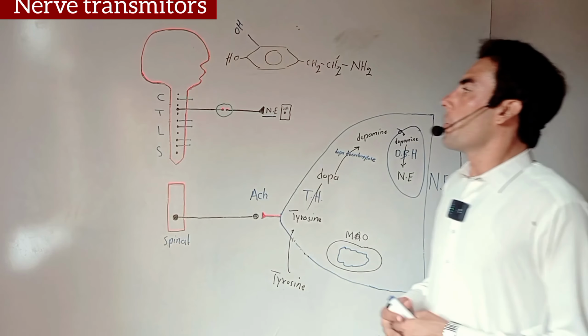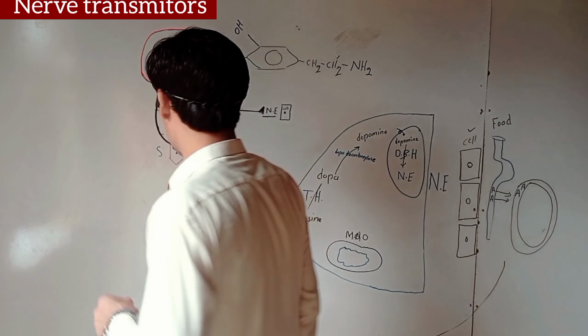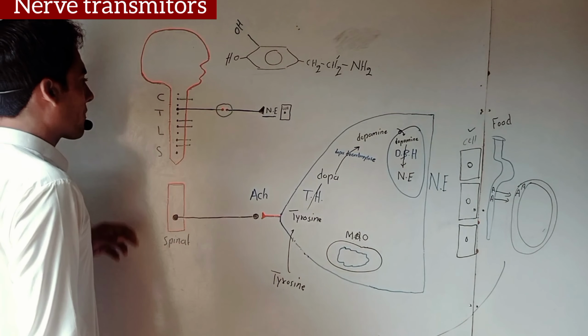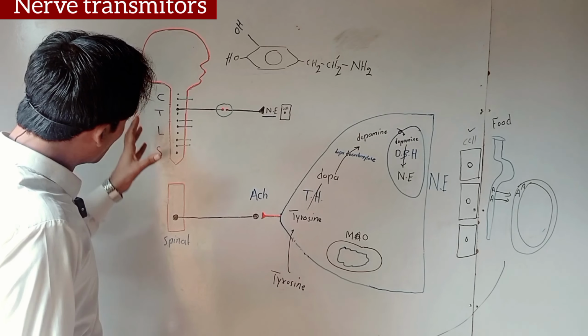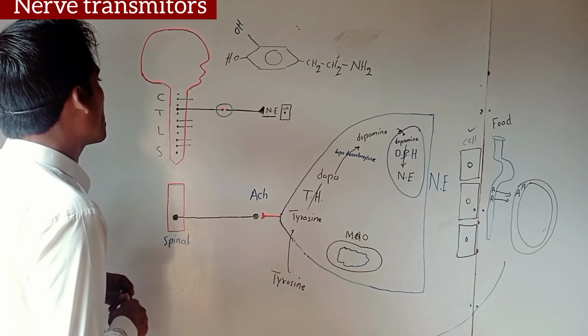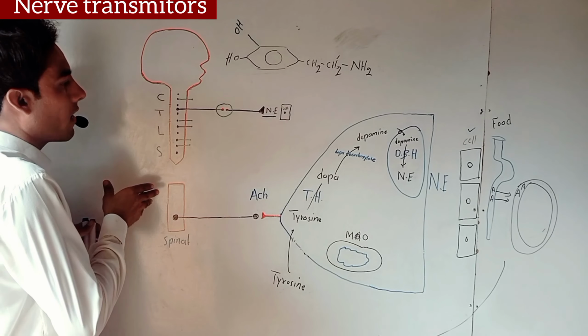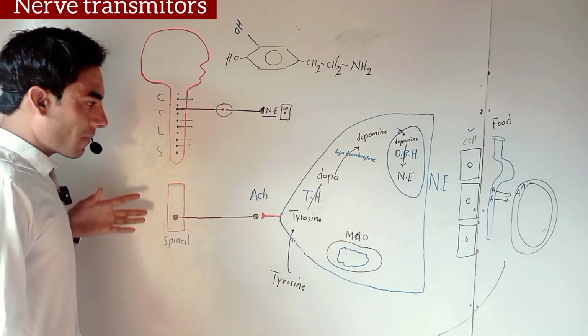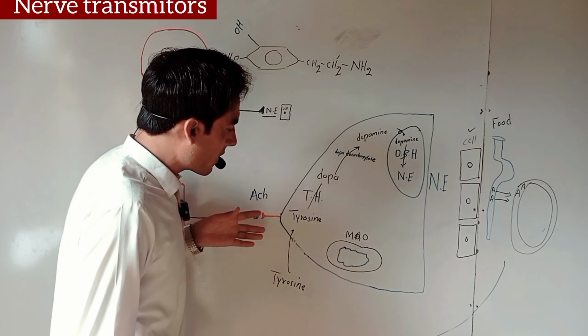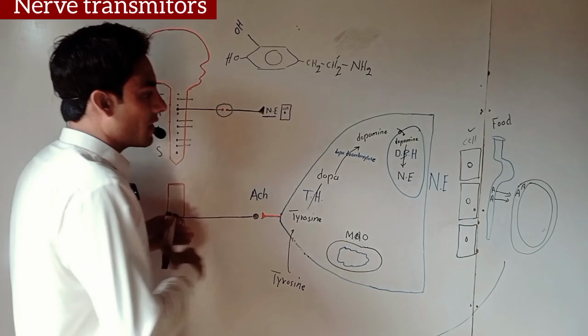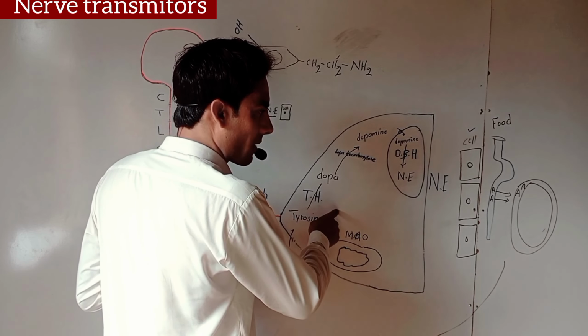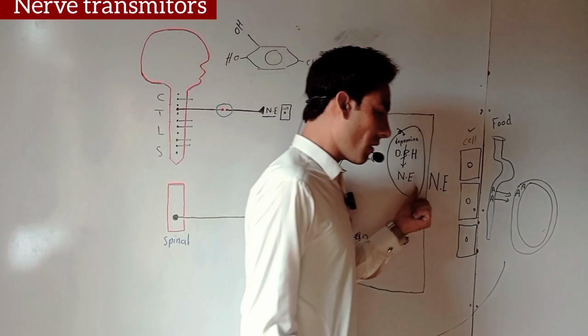So when a stimulus comes from the central nervous system, it stimulates the descending neuronal pathway. When the descending neuronal pathway is stimulated, it stimulates the sympathetic outflow. When the sympathetic outflow is stimulated, eventually these nerves are stimulated and release norepinephrine.